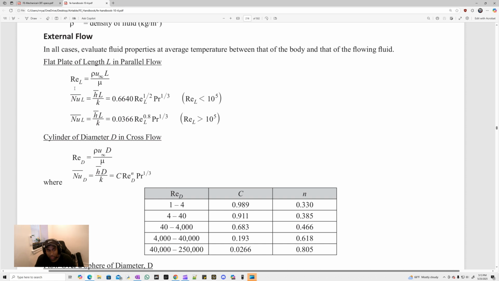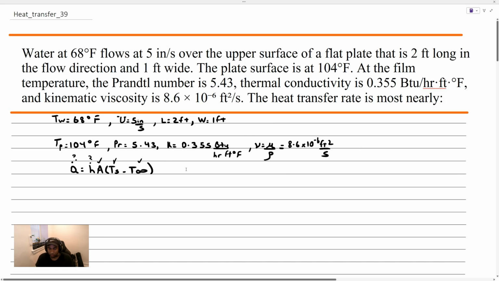The Reynolds number is based on the length of the plate. We can compute that and see if it's greater or less than 10 to the fifth, which is 100,000. If it's less than 10 to the fifth, we can compute another dimensionless term called the Nusselt number, which can be computed using the Reynolds number and the Prandtl number. Then we can use that to get our convection coefficient. Knowing the convection coefficient, we can plug back into Newton's law of cooling and find our heat transfer rate. So that's our idea. Let's write down exactly what the Reynolds number is and compute it.